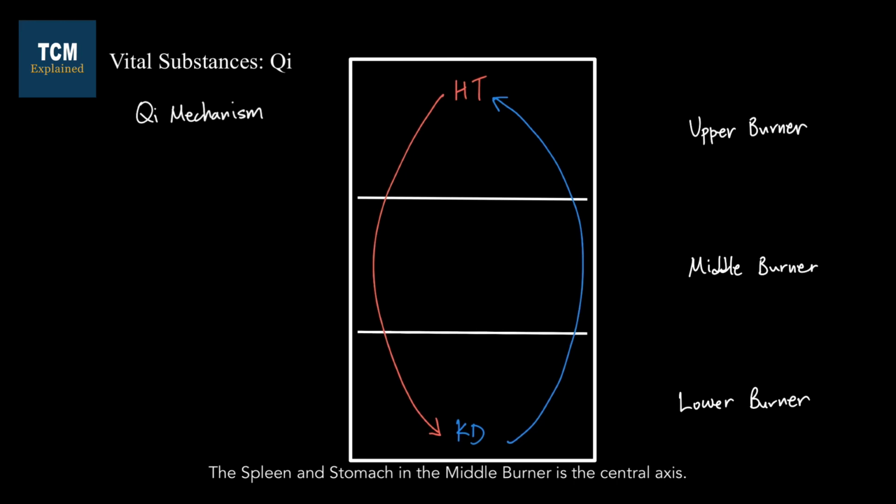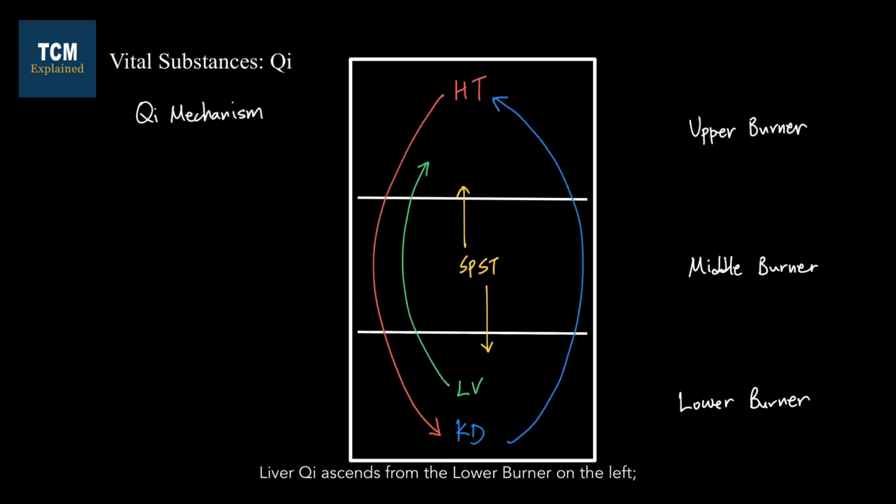The spleen and stomach in the middle burner is the central axis. Spleen qi ascends and stomach qi descends. As the spleen and stomach turn, the outer wheel, which is the liver and lungs, follows the movement. In other words, as spleen qi ascends, liver qi ascends from the lower burner on the left. As stomach qi descends, lung qi descends from the upper burner on the right.